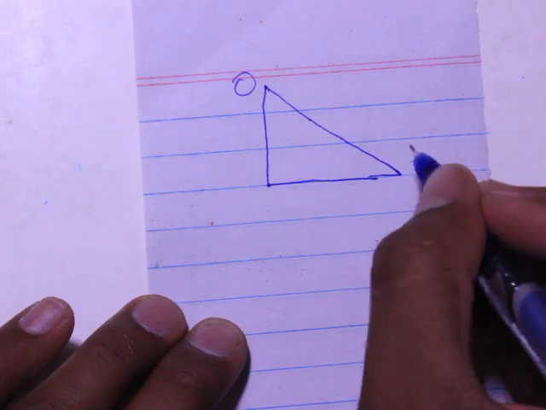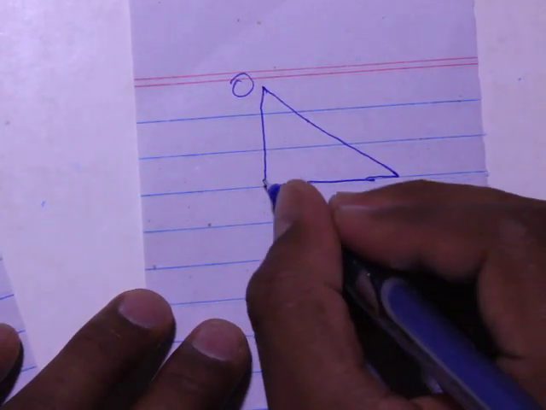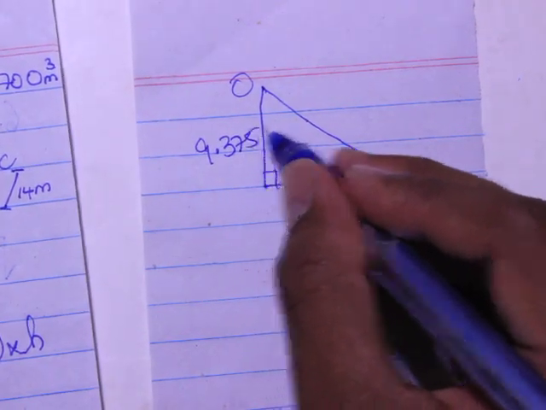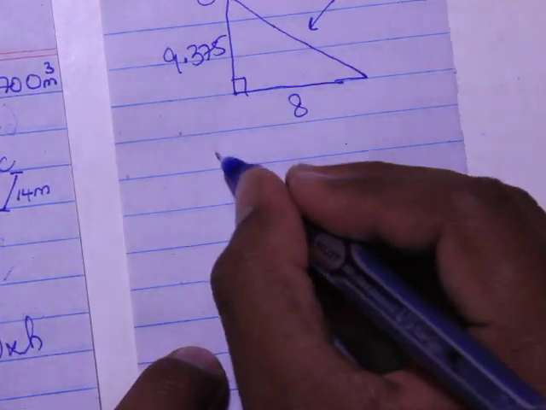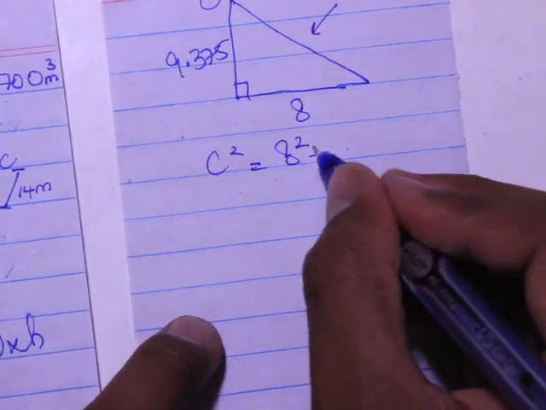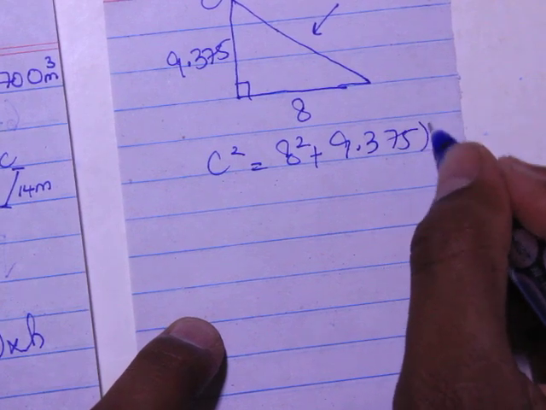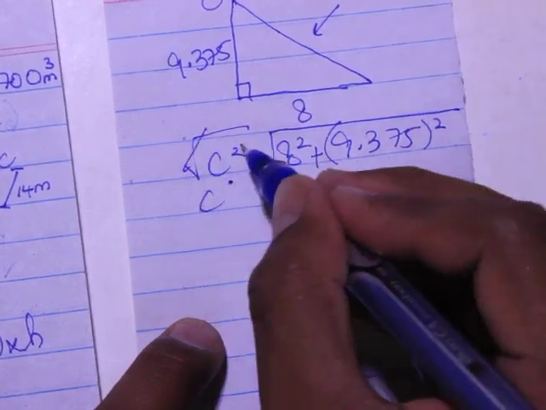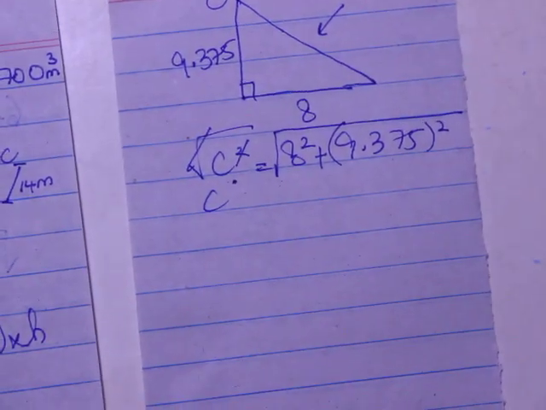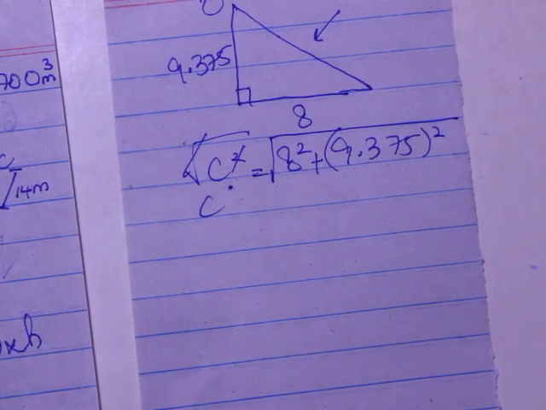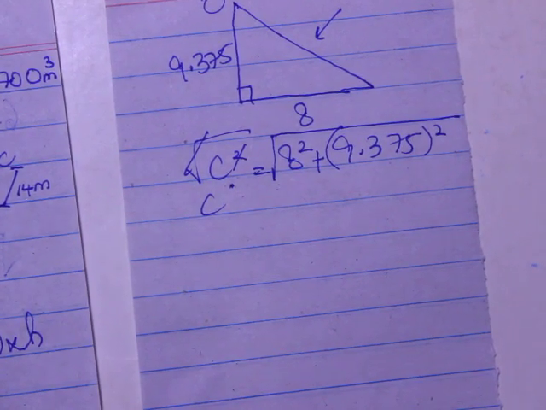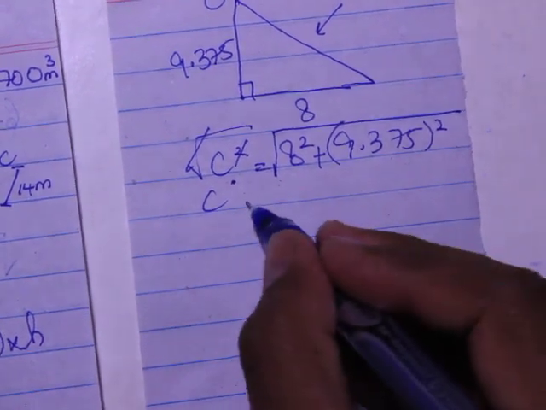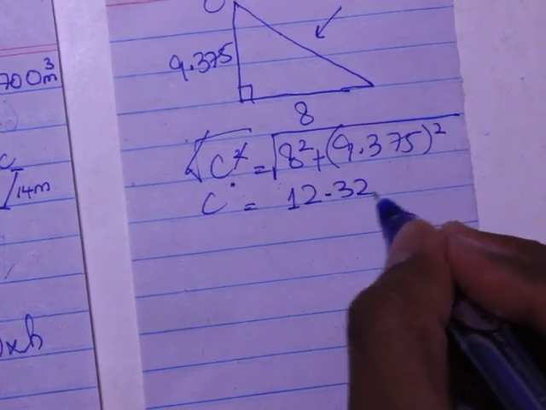This is O, and we have not given it any name. This was 8. This is the pyramid height, 9.375. We want this slant height. So again we will use the Pythagoras theorem: the square of 8 plus 9.375 squared, and take the square root on both sides. The square root cancels with the square. Now we have the square root of 8 squared plus 9.375 squared, and the value is 12.32. I have just calculated it, 12.32.